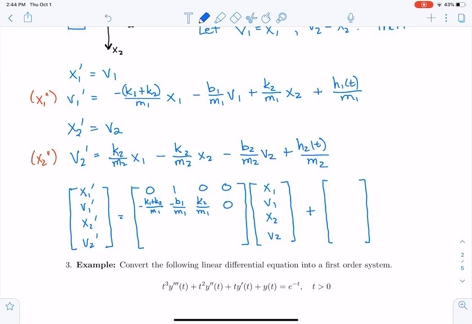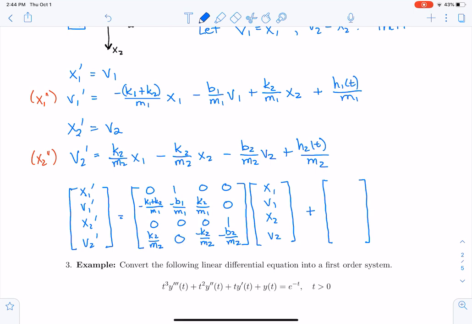Now, in the x2 prime equation, it just depends on v2. So we have zeros for the coefficients of x1, v1, and x2, and then a 1 for the coefficient of v2. And then finally, we need the coefficients for the last equation: x1, which is k2 over m2, x2, which is minus k2 over m2, and then v2, which is minus b2 over m2. And there is no coefficient of v1, so we'll make that 0.